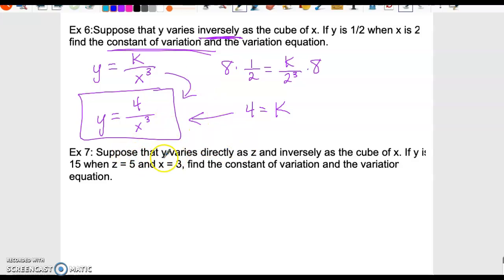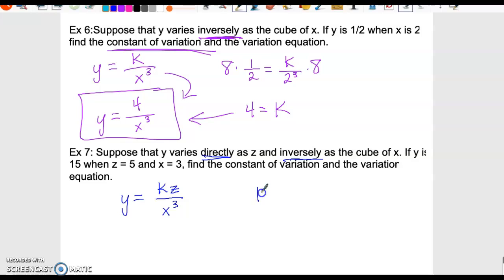In the next exercise, they give you a direct variation and an inverse variation. So what that means is our equation is set up as y equals k times z. There's the direct relationship. And inversely as the cube of x. So inversely means x is going to be in the denominator. So all we're doing is a combination of variations. We can have direct and inverse in the same problem.